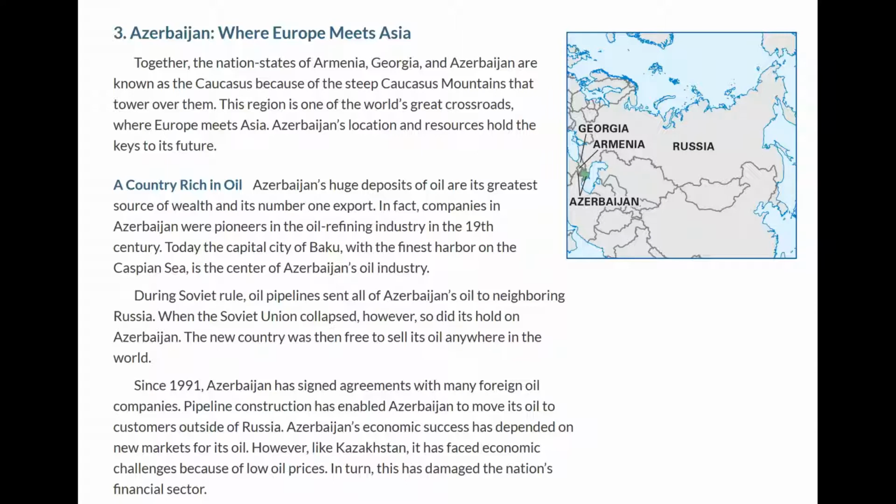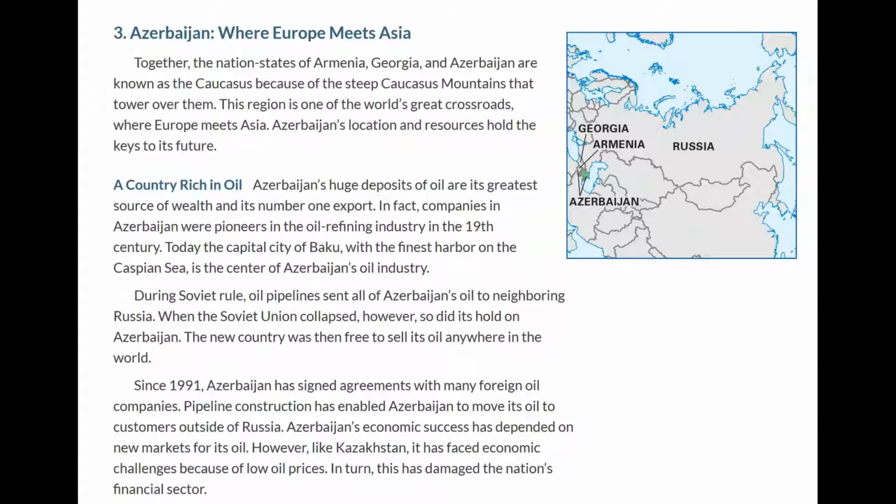When the Soviet Union collapsed, however, so did its hold on Azerbaijan. The new country was then free to sell its oil anywhere in the world. Since 1991, Azerbaijan has signed agreements with many foreign oil companies. Pipeline construction has enabled Azerbaijan to move its oil to customers outside of Russia.